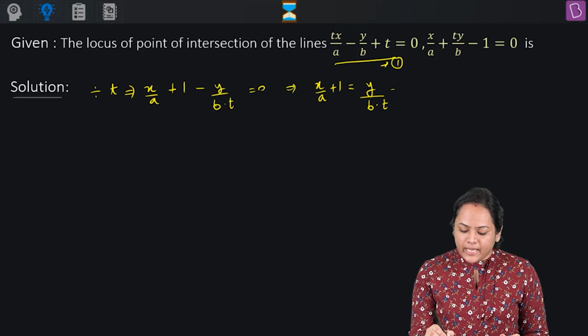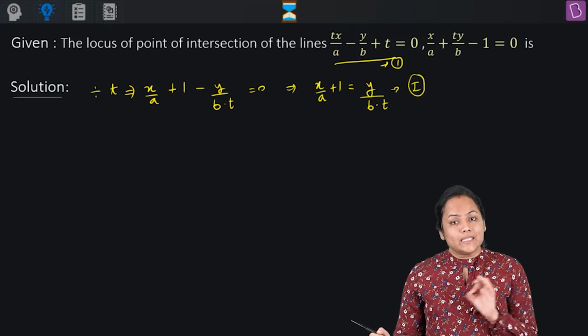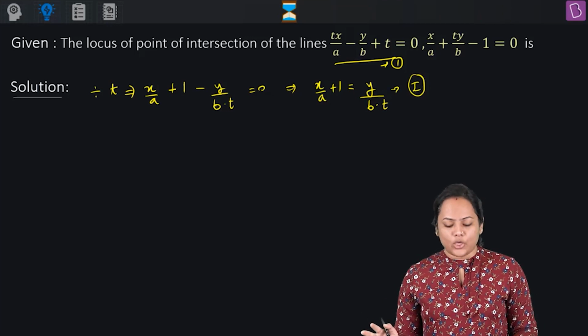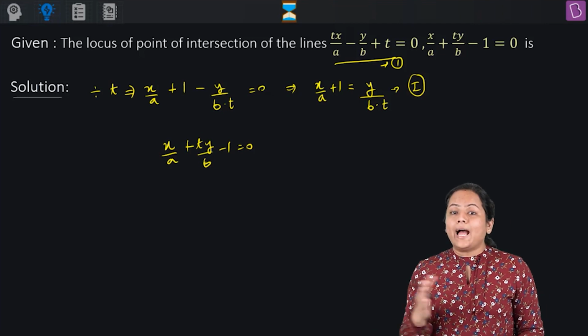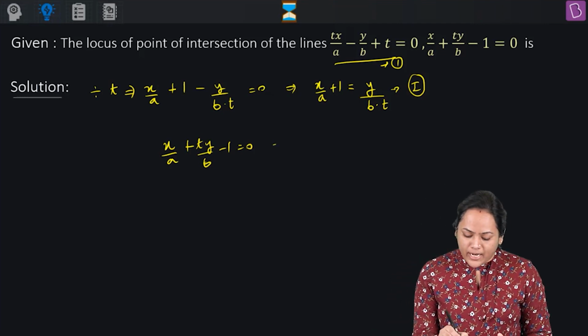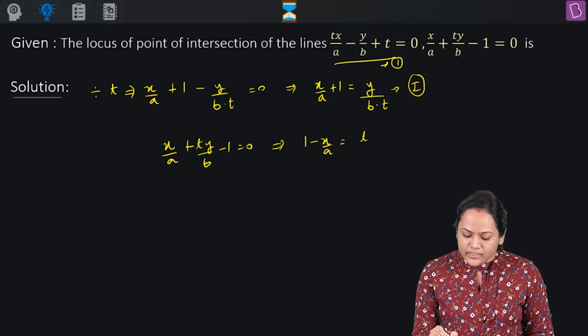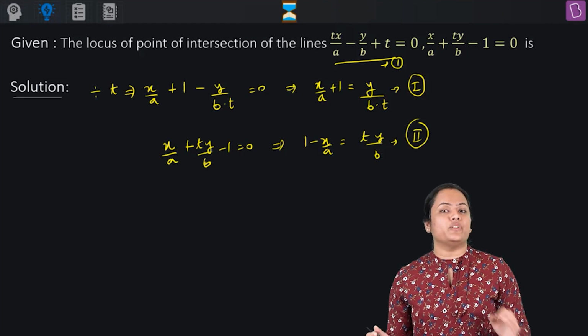Okay, let me take this as 1. This is my first equation. Similarly, the second one I'm writing as it is: x by a plus ty by b minus 1 is equal to 0, and I'm taking x by a and 1 on another side. So that is going to give me 1 minus x by a is equal to ty by b. Let me take this as second. Clear? Now I'm going to multiply first and second.